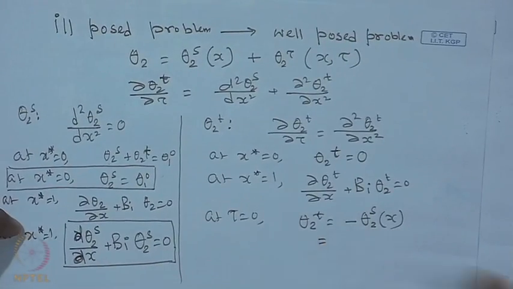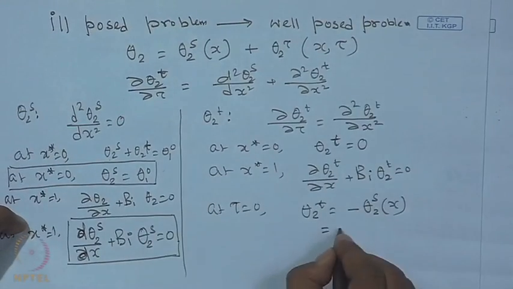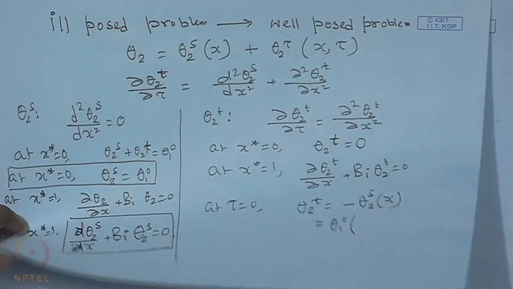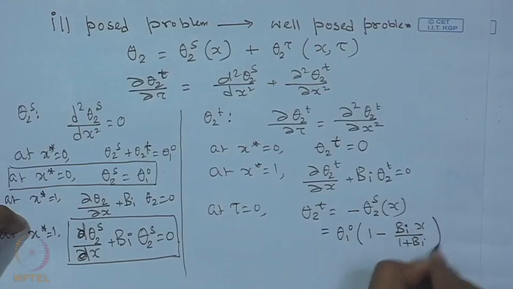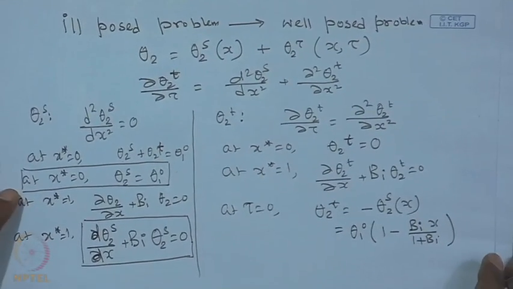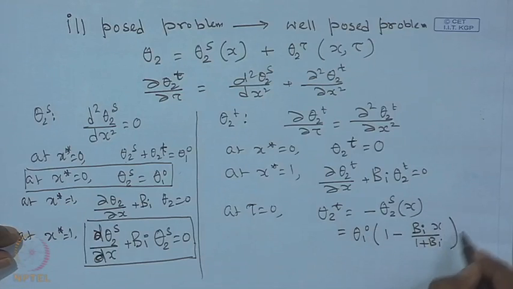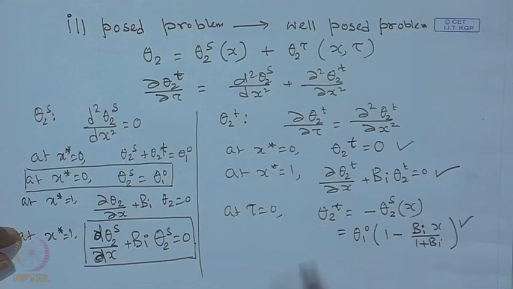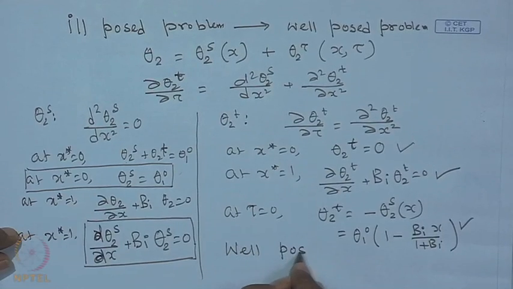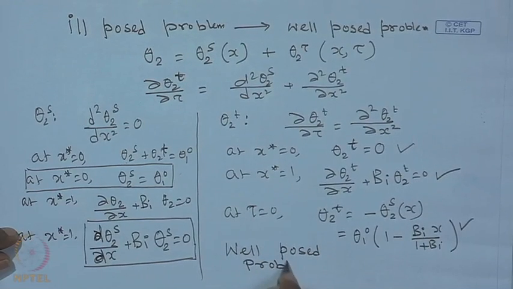This profile I am going to put it over here. So, theta 2 t, or the transient part, is nothing but theta 1 0 multiplied by 1 minus Biot times x divided by 1 plus Bi. So, if you look into this problem, the problem has the non-zero initial condition with a known function here and homogeneous boundary conditions at x is equal to 0 and at x is equal to 1. So, this is a well posed problem and we know how to solve this problem.